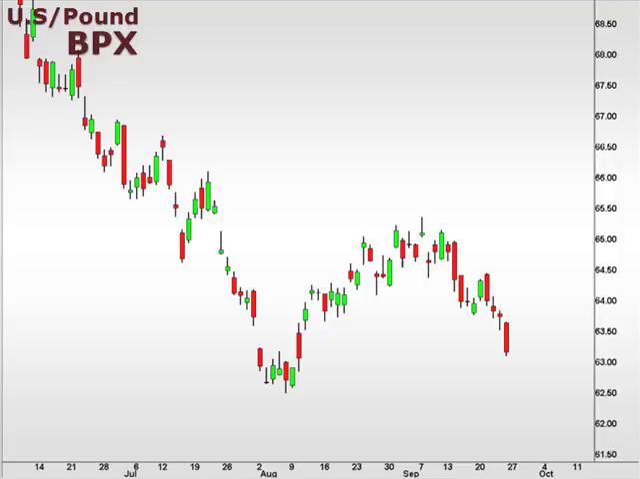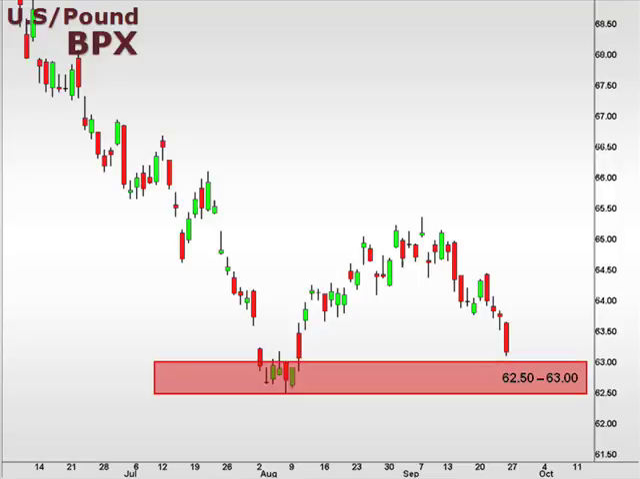Well, the BPX also continues to slide lower. We have a key target range down at that 62.5-63 focal zone. A bounce here should find some resistance within that 64-64.5 level.